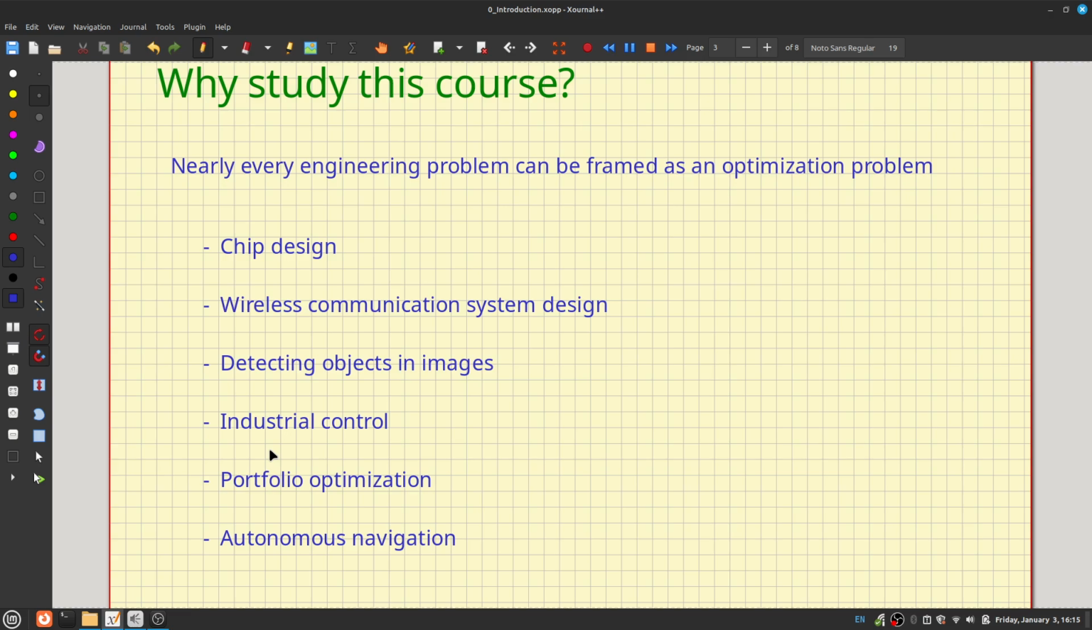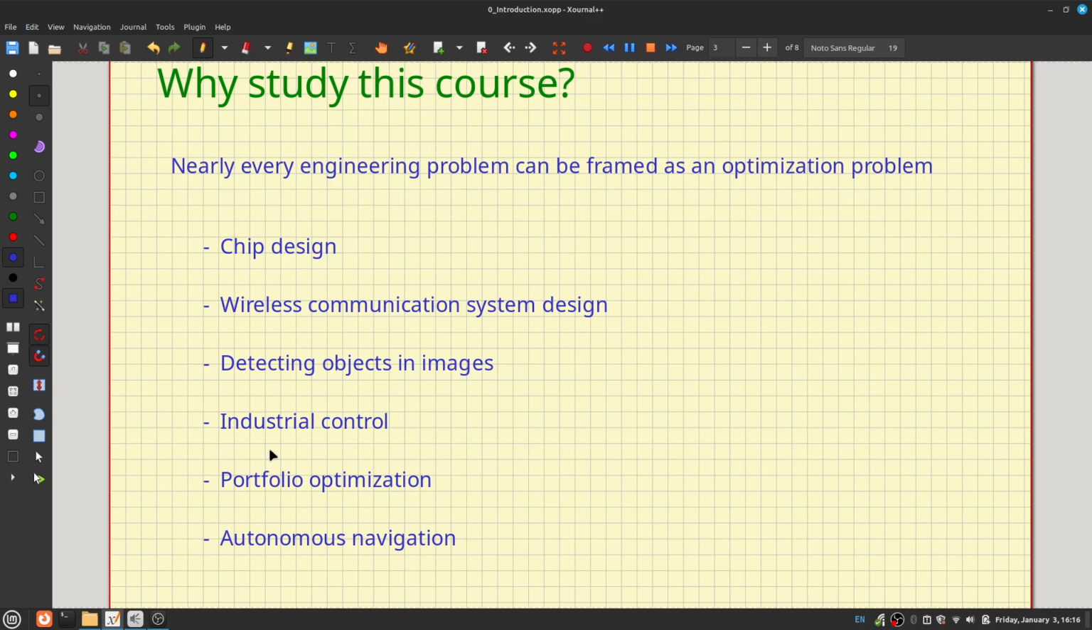In wireless communication system design, you want to be able to communicate effectively. If you think about cellular communication, you want to ensure that your download speed is as large as possible for a given power constraint. Whenever you're communicating, your cell phone has a finite battery. You don't want to use too much of your battery, but at the same time, you want to upload and download videos at the highest rate possible. You can think of that as an optimization problem.